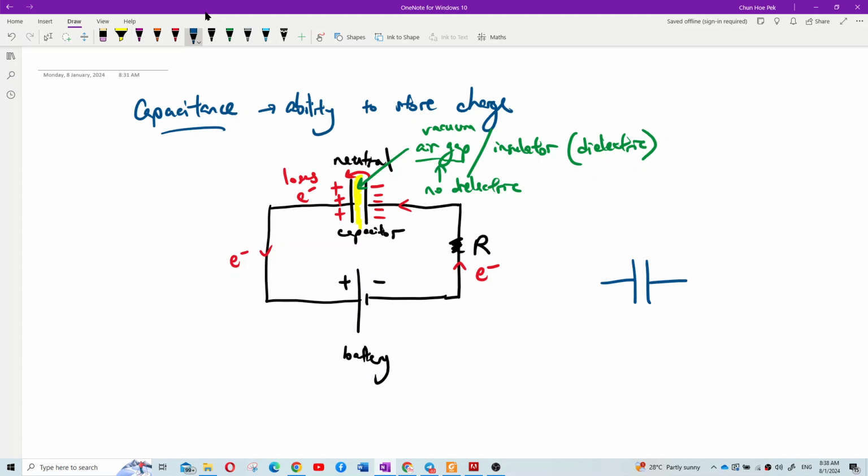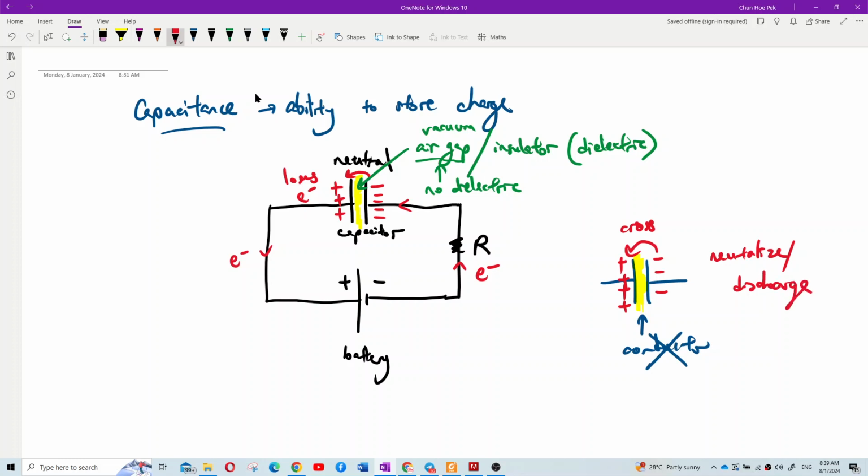Because if you put something in between, you must have an insulator. If you put a conductor in between here, the electron can cross over, and the positive and negative terminals can never build up. The electron crosses over and neutralizes, or we say discharges, the capacitor.